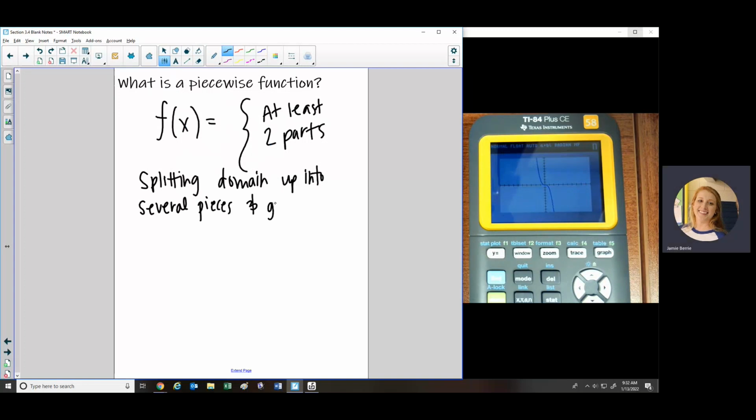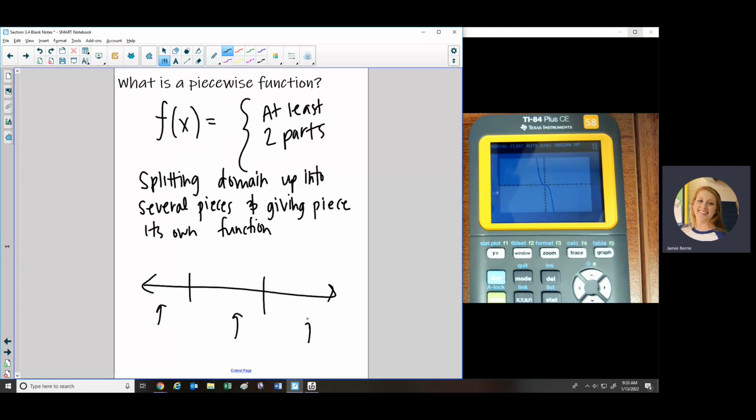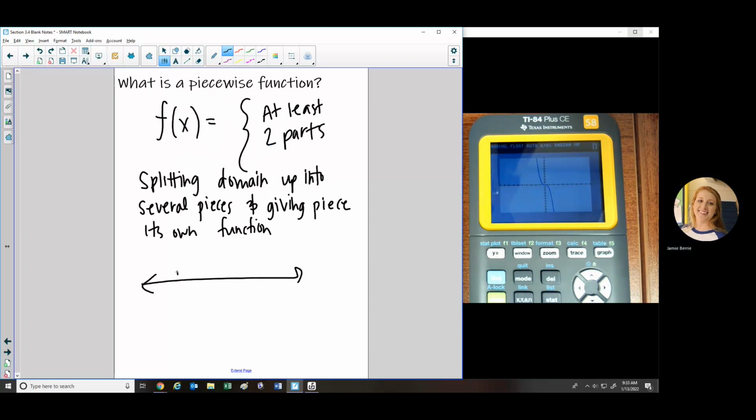And giving each piece its own function. Okay, so remember domain, that's your x's. So imagine you're taking your number line and you're going to split it up into pieces. This one's got 3 pieces: 1, 2, 3. All right, so you're taking your number line and you're splitting it up into pieces. And then each piece gets its own function.